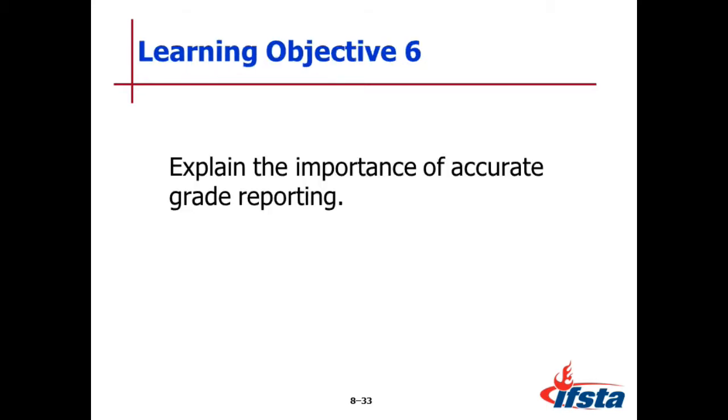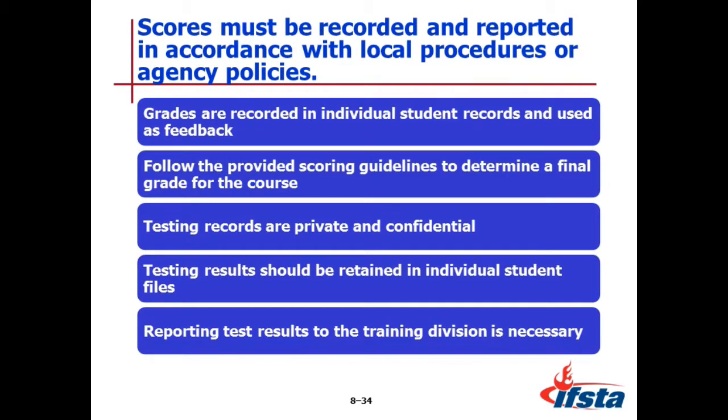Objective 6. Explain the importance of accurate grade reporting. Scores must be recorded and reported in accordance with local procedure or agency policy. They are recorded in the individual student records and used as feedback. Follow the provided scoring guidelines to determine a final grade for the course. Records are private and confidential. They should be retained in individual student files. And reporting test results to the training division is necessary.